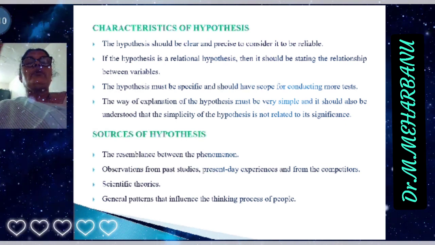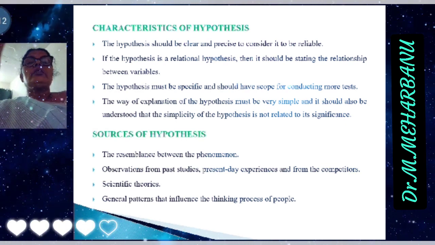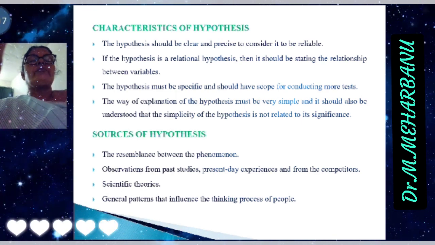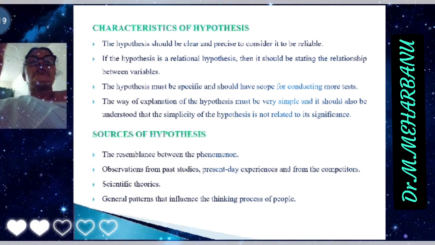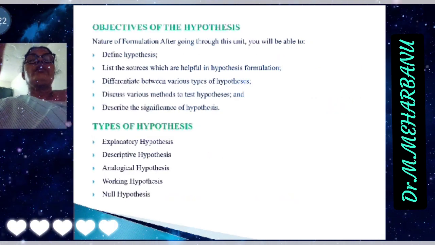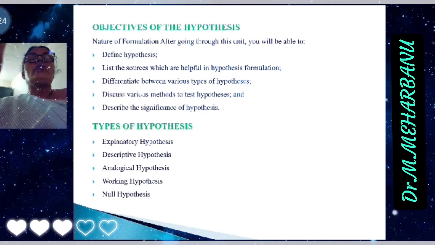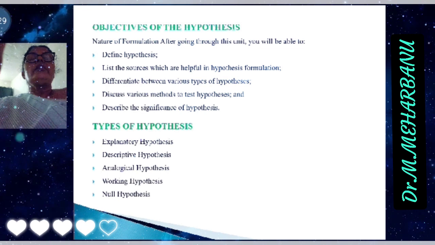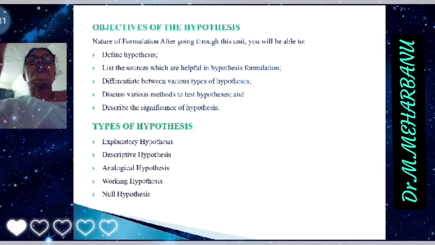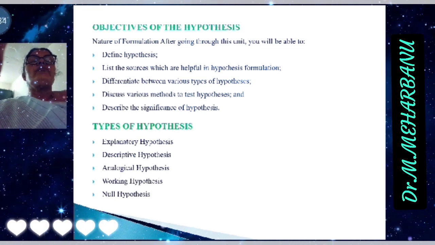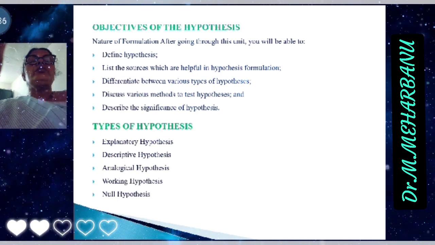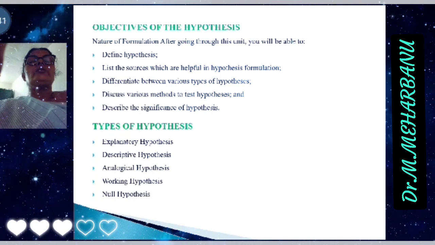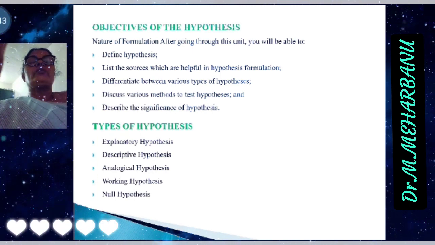What are the sources of hypothesis? Scientific theories, the resemblance between phenomena, observations from past studies, present experience, and from competitors. And what are the objectives of hypothesis? Nature of formulation. After going through this unit, we can infer the ideas regarding defined hypothesis and list the sources which are helpful in hypothesis formulation, differentiate between various types of hypothesis, discuss various methods to test hypothesis, and describe the significance of hypothesis.